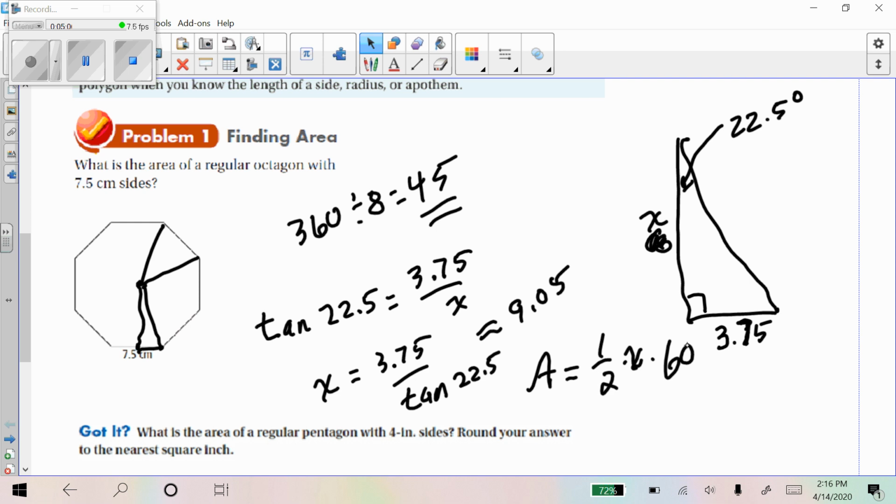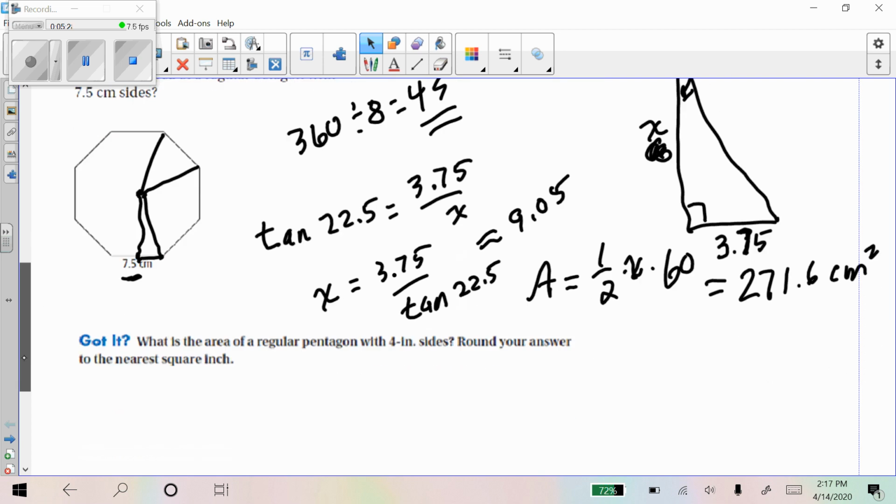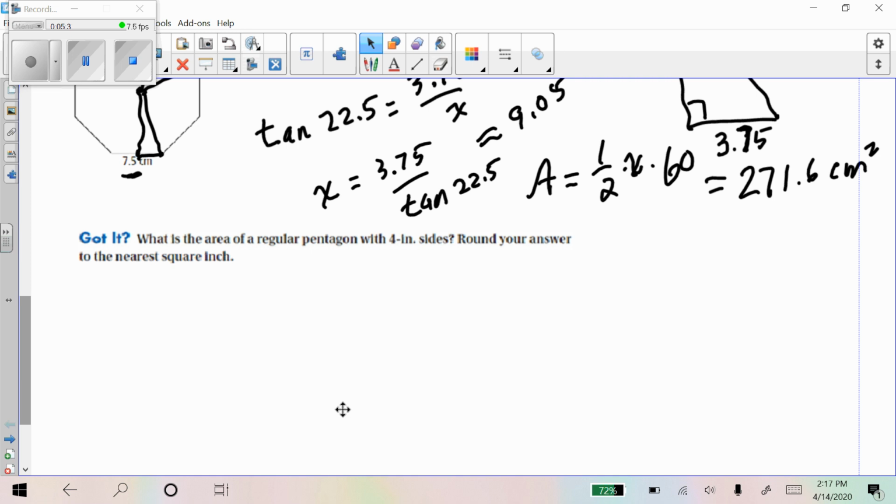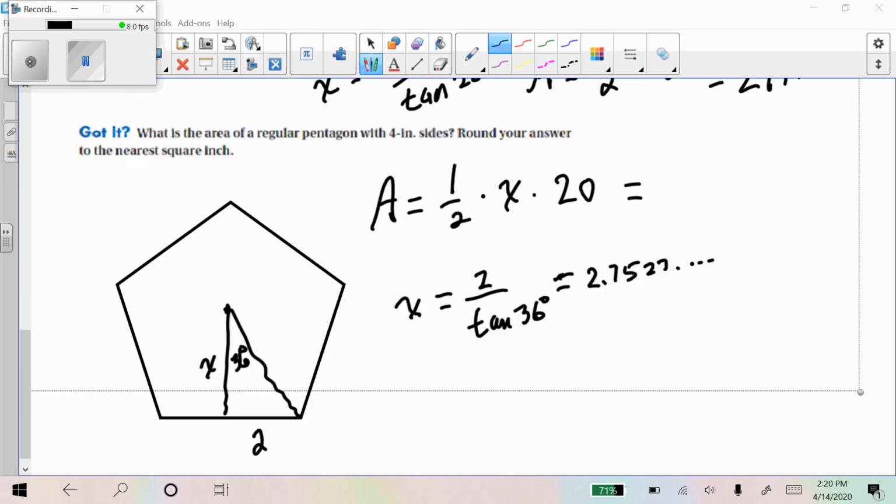And when I calculate that, in the end, I'm going to just round it to the nearest tenth, since it looks like we're using tenths here. And I get, rounded to the nearest tenth, 271.6 square centimeters. All right, so I'm going to let you try that with this one, and I'll write down my work. And if you pause now and give it a shot, you can check back and see if your work is correct.